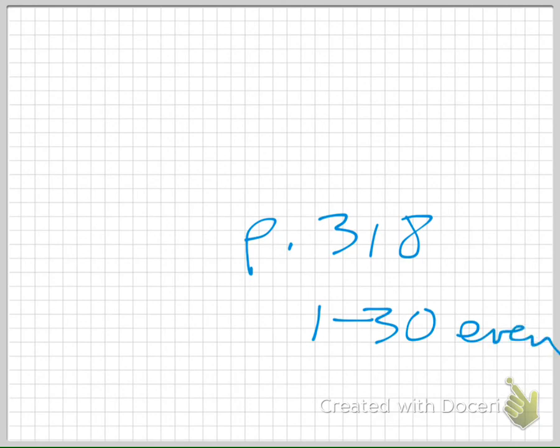Today it's page 318, 1 through 30 even. Now here's the deal with that. Is it 1 through 30 even? Yeah. You don't have to do 2 and 10. I didn't show you how to do the chart there. I mean, you can, whatever. I'm just saying, you don't need to do 2 and 10 if you don't want to.